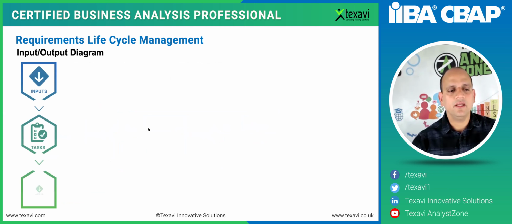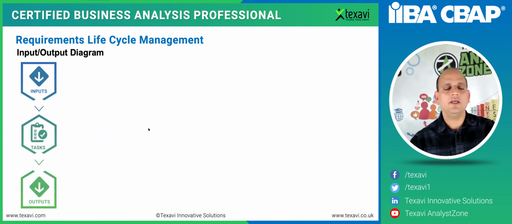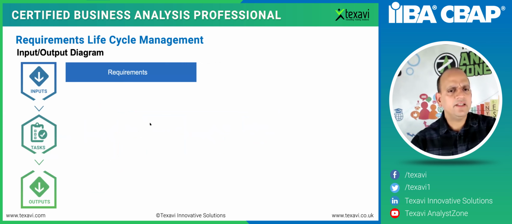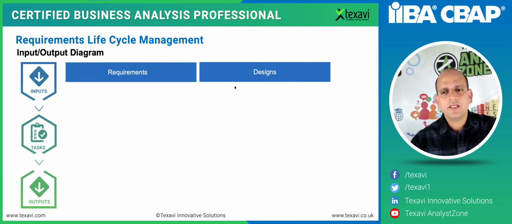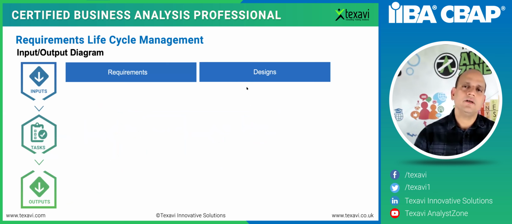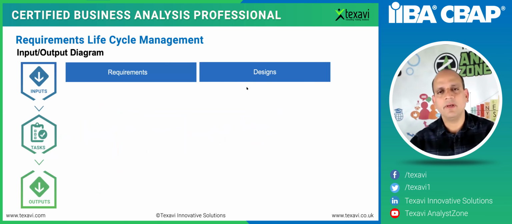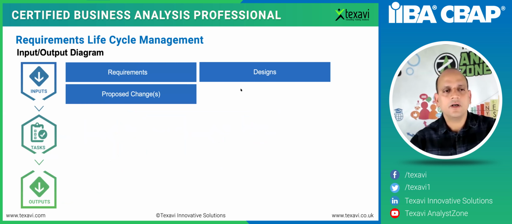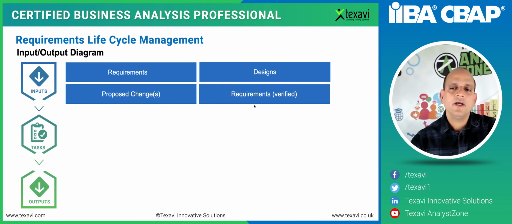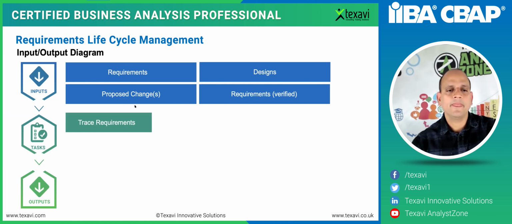So let's have a quick look at the inputs, tasks, and outputs for this knowledge area as a whole. So obviously the inputs for this are the requirements. And sometimes even the designs would become a requirement of the high-level architecture. Sometimes rough wireframes and your sketches and the mind map and all those things could become the inputs for your lifecycle management. And then the proposed changes in terms of the change requests, or any modifications, any edits that you do with requirements, all of those. And then the verified requirements, the validated requirements, the confirmed requirements, all would be part of the inputs for this lifecycle management.